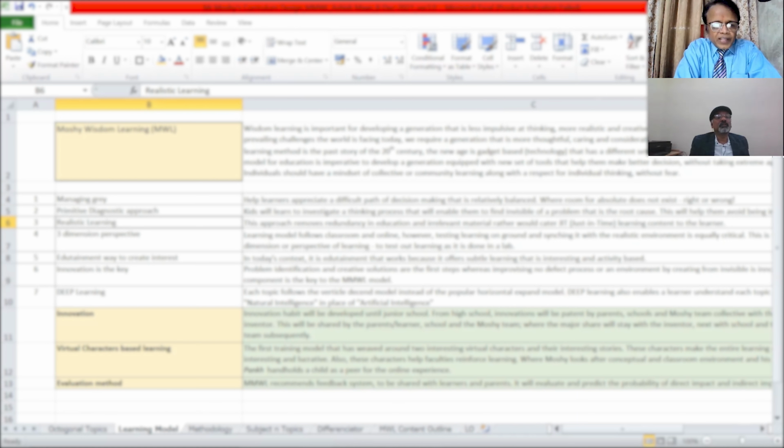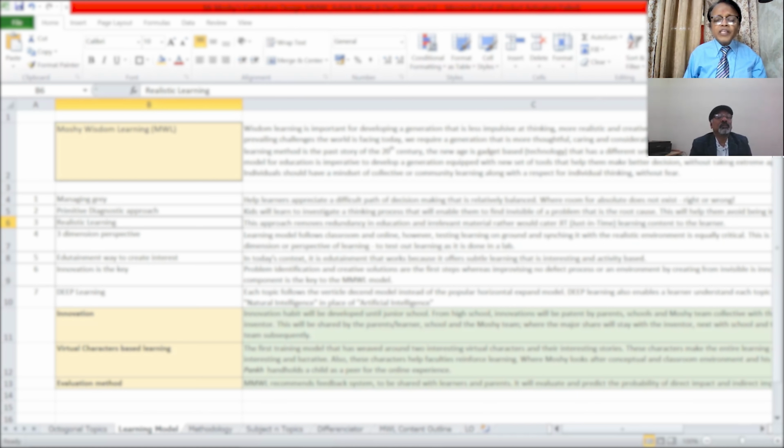Fifth is edutainment, a way to create interest. So lots of games are there, exercises are there, assignments are there. So it's not very theoretical. We have not designed lots of thick books. It follows a handouts model. Lots of handouts, lots of games, lots of discussions. So this is the approach MWL has taken. So this is the fifth point.